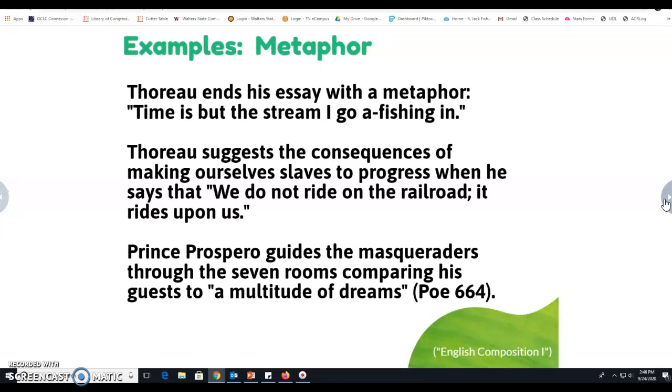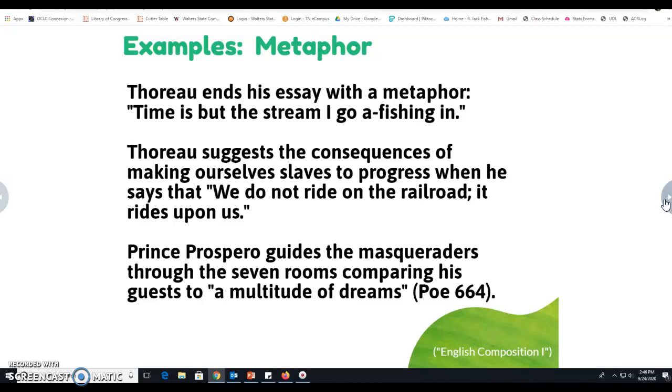Some more examples. The two Thoreau, from Walden, are not my examples, but if we were thinking about proving metaphor and the use of metaphor in writing, some examples could be: Thoreau ends his essay with a metaphor, "Time is but the stream I go a-fishing in." That is a metaphor. It's saying time is the stream.